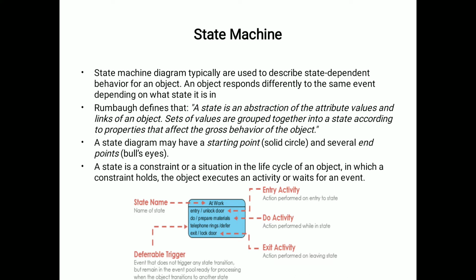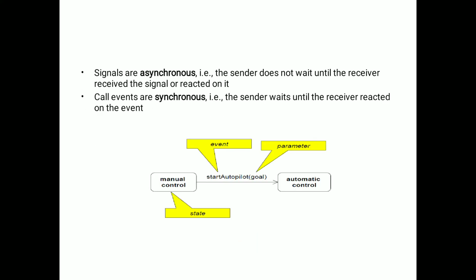A state diagram may have a starting point and several endpoints. A state is a condition or a situation in which signals are asynchronous, that is, the sender does not wait until the receiver received the signal or reacted on it. Call events are synchronous. Now see here, asynchronous and synchronous messages are call events and signals, you can see.